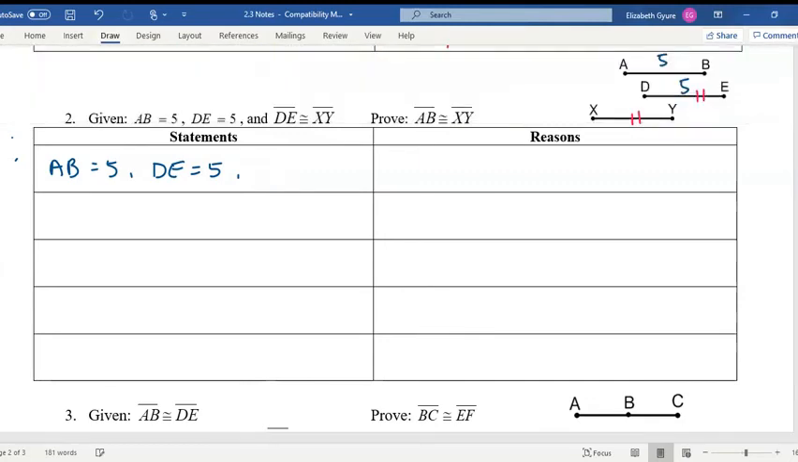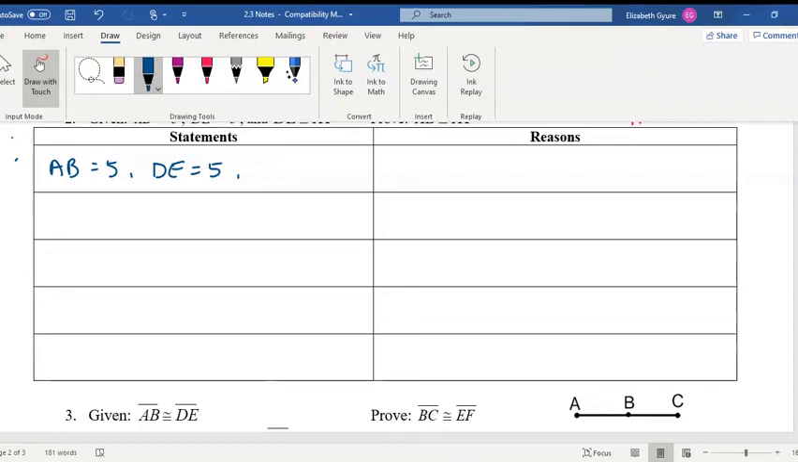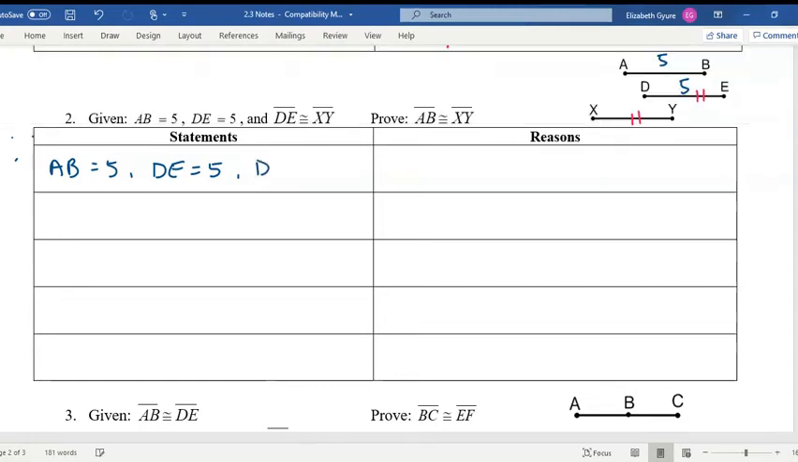There we go. Okay. And segment DE is congruent to segment XY. We are going to prove that segment AB is congruent to segment XY. Oh, and don't forget to put, first step is always given.